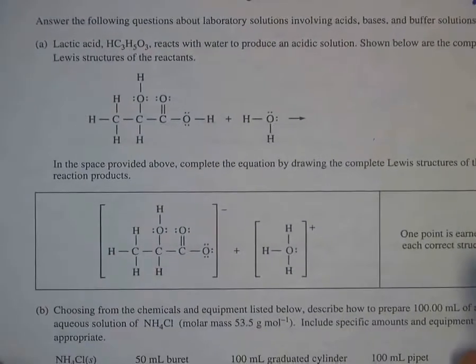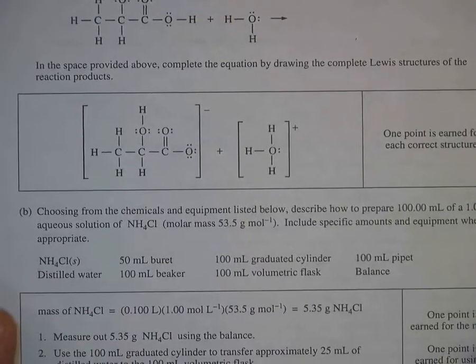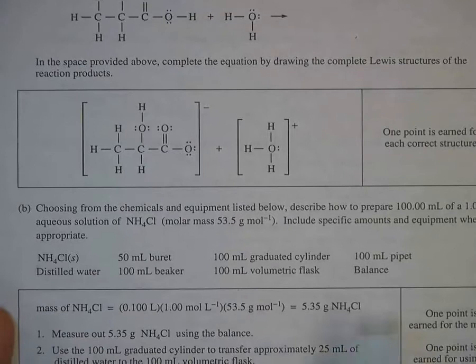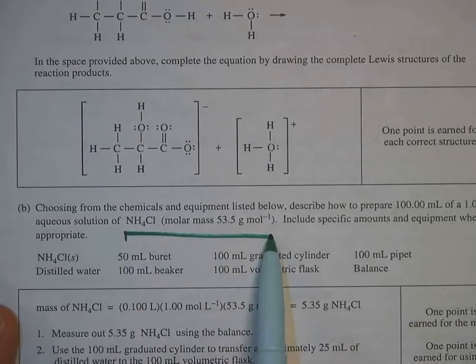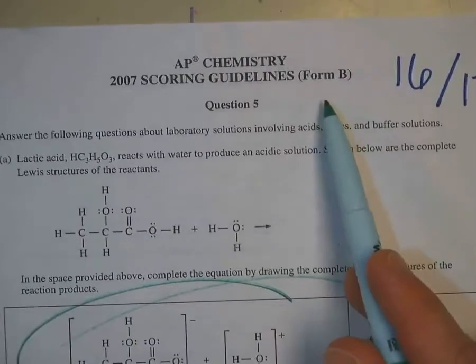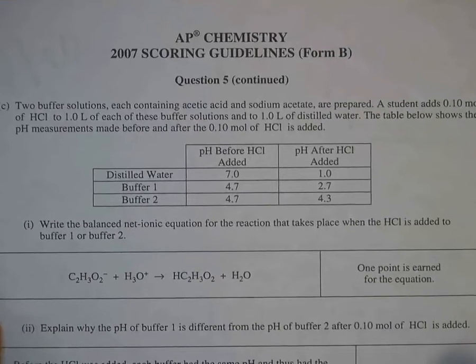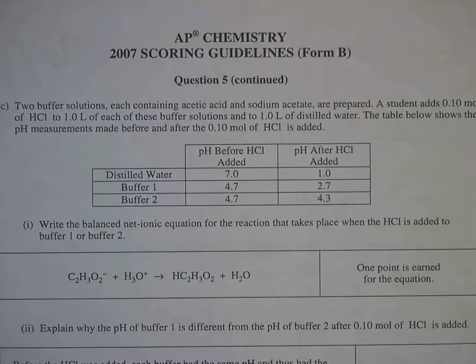Last one. Here's one more where they give you a lactic acid structure. And then they want you to choose some equipment below to prepare a solution. Draw the Lewis dot structures here. Prepare a solution here. This is 2007 Form B if you want to go back and take a look at that. And then they ask some questions about a buffer on the back. Two buffer solutions, each containing acetic acid and sodium acetate, are prepared. A student adds 0.1 moles of HCl to each of the buffer solutions. The table below shows the measurements made before and after. Write the balanced net ionic equation for the reaction that takes place.